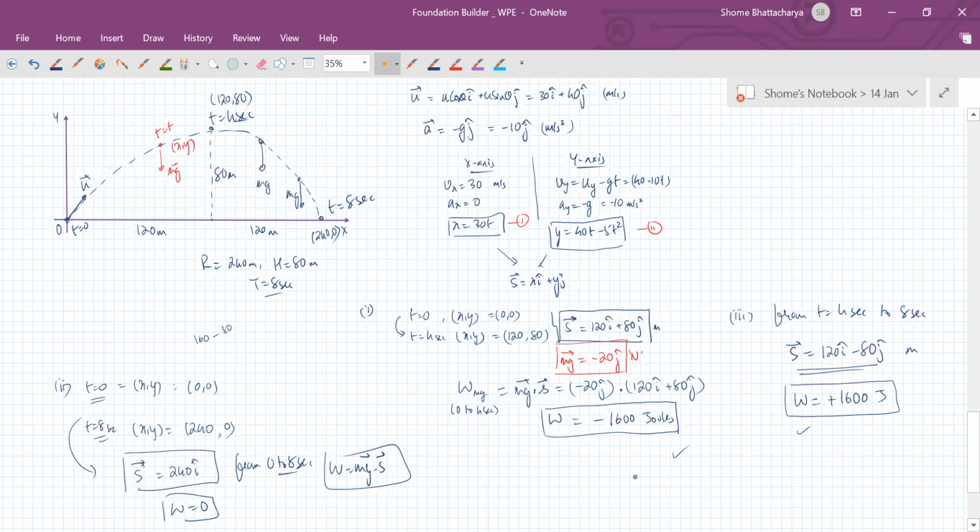And then from 4 seconds to 8 seconds, the particle is descending, it's coming down in its projectile path. So now gravity is doing positive work, because as it's coming down, gravity is also acting vertically downwards. So the work done will be a positive quantity. So it will be exactly plus 1600, so that the net work done from 0 to 8 seconds, the full journey, should be 0 because there's no net vertical displacement.